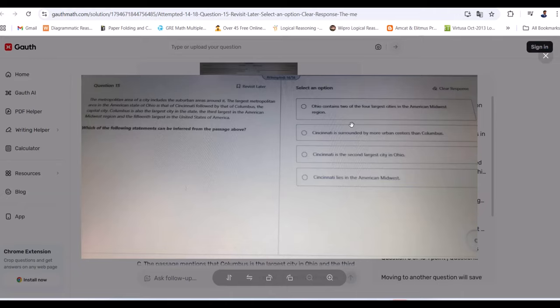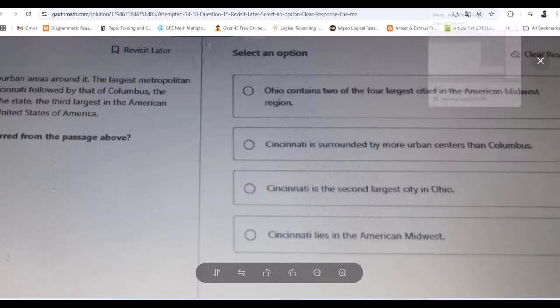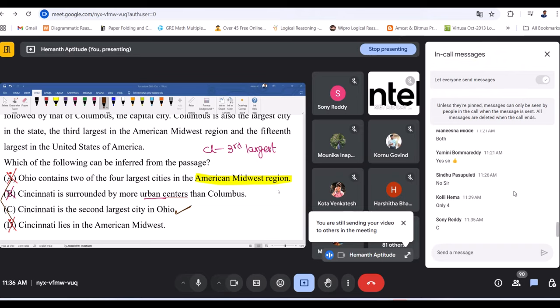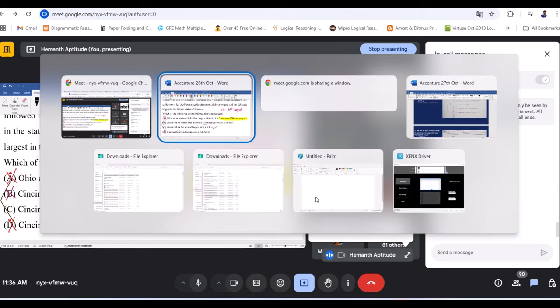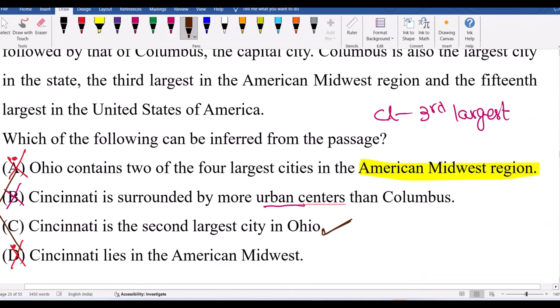Yeah, this is the actual question screen. Yeah, option C. Among all possibilities, option C only. The inference is C. A and D contradict. If I say D is true, then A is true. A true means D true. Obviously, that will be the problem.